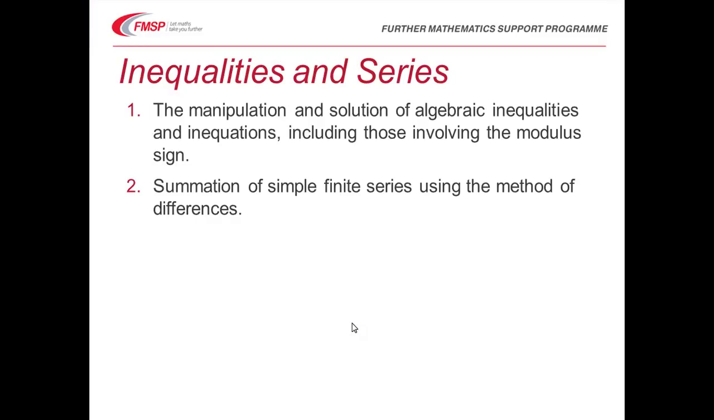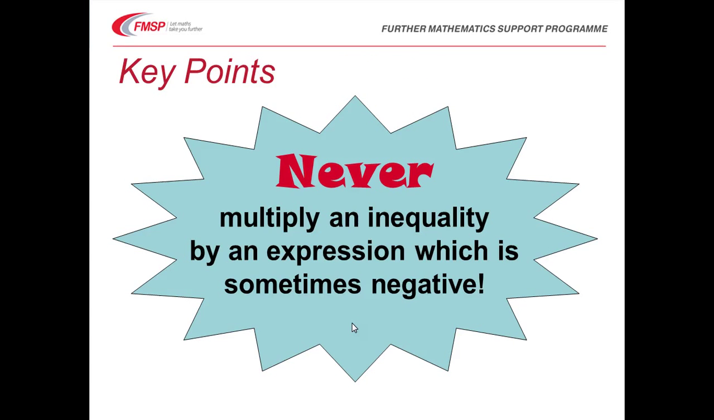We'll start with inequalities. You can multiply an inequality by something which is always negative, as long as you remember to swap the direction of the inequality. But never, ever multiply an inequality by an expression which is sometimes negative. Because if it is only sometimes negative, you don't know whether to change the direction of the inequality sign or not.